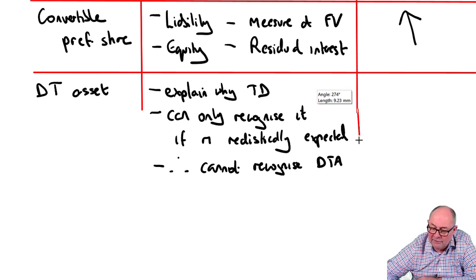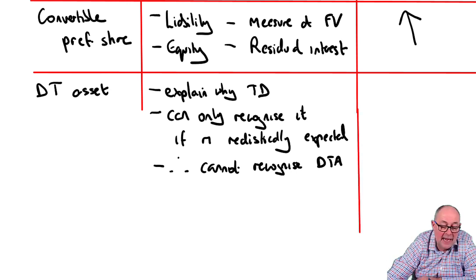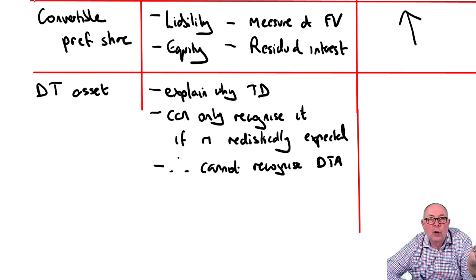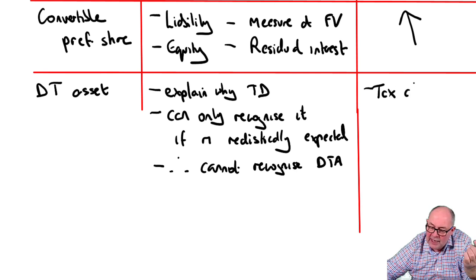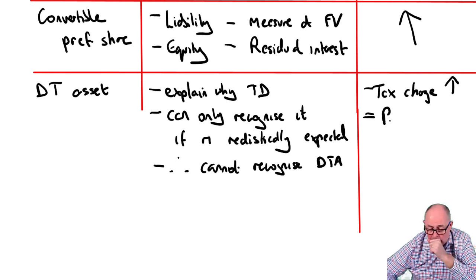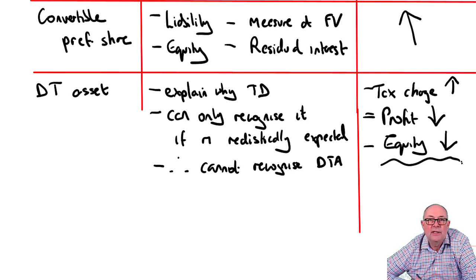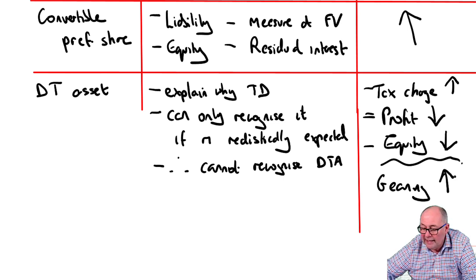Now that's harder to think about from a gearing perspective, but as a result, if you don't recognize that, you're not recognizing the asset and you're not recognizing the credit to the tax charge. So that means your tax charge would go up in the P&L. Therefore, your profit would go down. And of course, if profit goes down, cumulative profits go down, and that means equity goes down. Debt hasn't changed, equity is smaller, so finally at the end, gearing will increase.